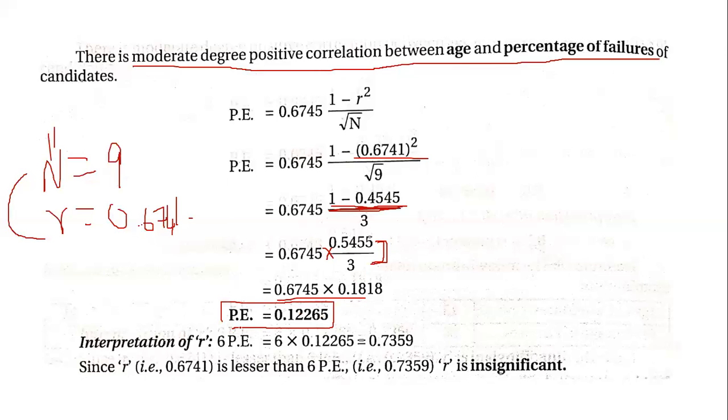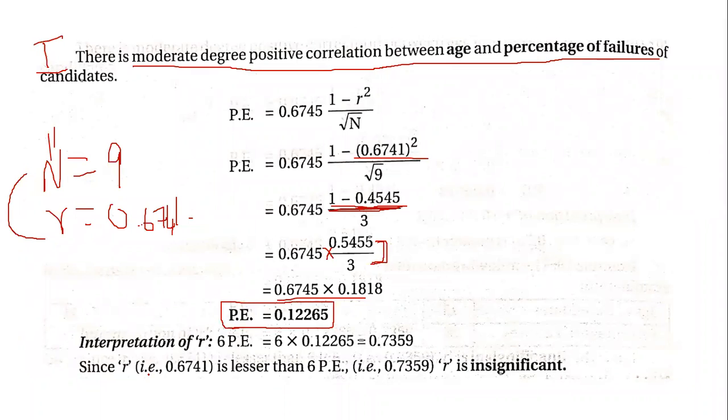Now, how do I interpret the results after calculating probable error? We calculated the correlation coefficient and we got one conclusion. So let's name it conclusion number 1.